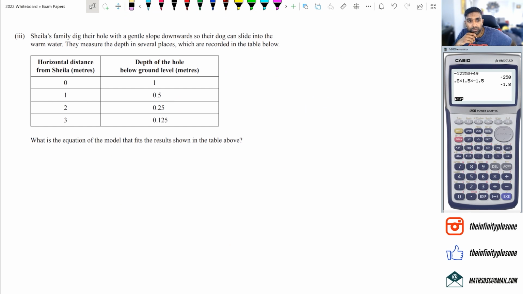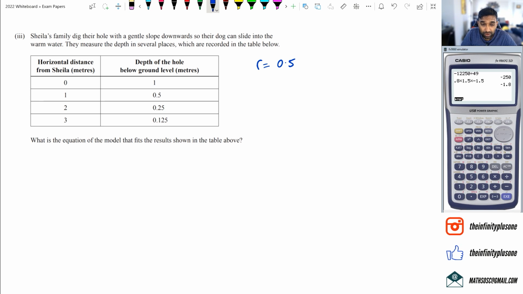All right, so moving on to part 3. Part 3, we've got to write the equation of this model. So again, this is just an exponential equation. You can look at it as exponential because if you look at the values, they are all getting halved. So straight away, we can say that the ratio is going to be half, or 0.5. I'm going to put it as 0.5.